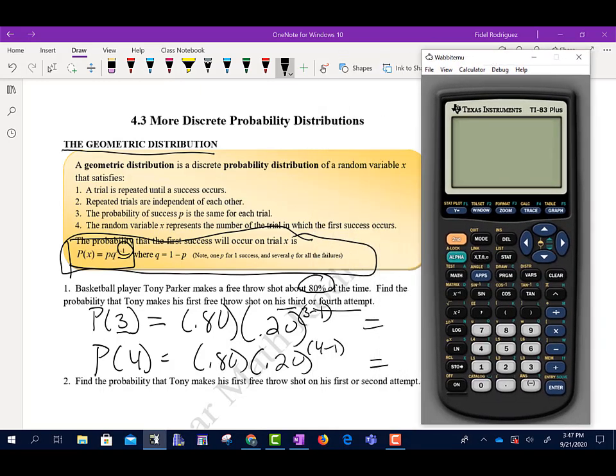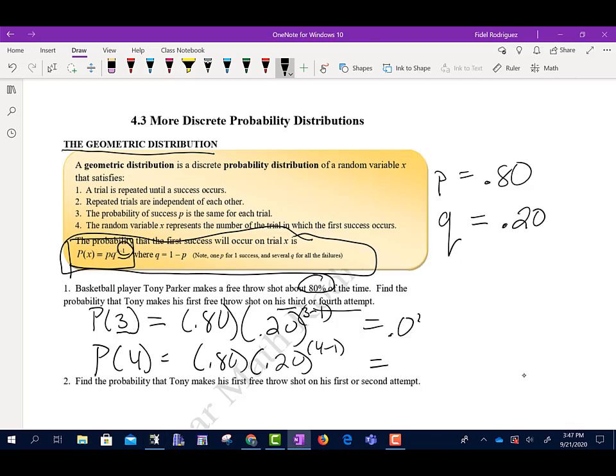Move this over here. Let me turn it on. And okay, let's clear it out. So first thing I'm going to do, I'm going to put parentheses because I got them. 0.80, close it off, times 0.20, close it off, okay, to the power. Look what we have. We have 3 minus 1, close it off, hit enter, and I'm coming up with 0.032. Okay, so there's my answer for the first one, 0.032.